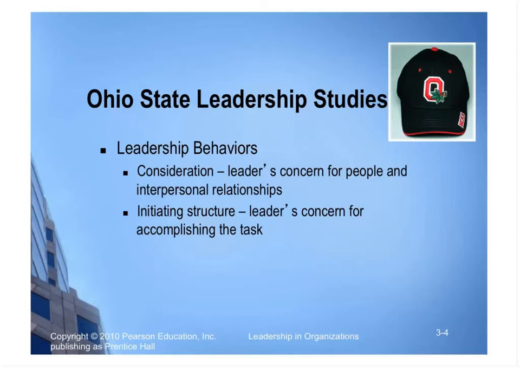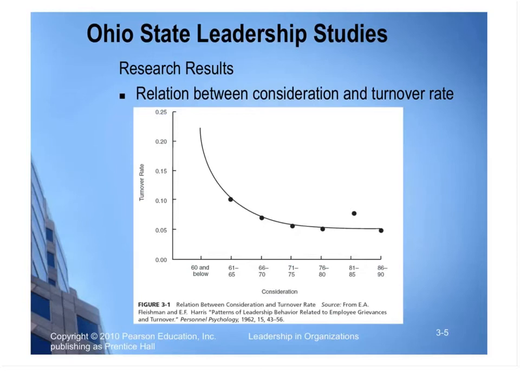existent. So basically the leader himself or herself is concerned about the task, about accomplishing the task. So you see the involvement from the leader. As you can see here, the relationship is in consideration and turnover rate, as you can see, the higher the consideration, the lower the turnover. And the lower the consideration, the higher is the turnover.